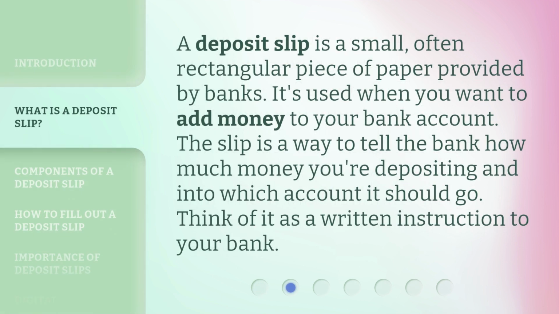A deposit slip is a small, often rectangular piece of paper provided by banks. It's used when you want to add money to your bank account. The slip is a way to tell the bank how much money you're depositing and into which account it should go. Think of it as a written instruction to your bank.